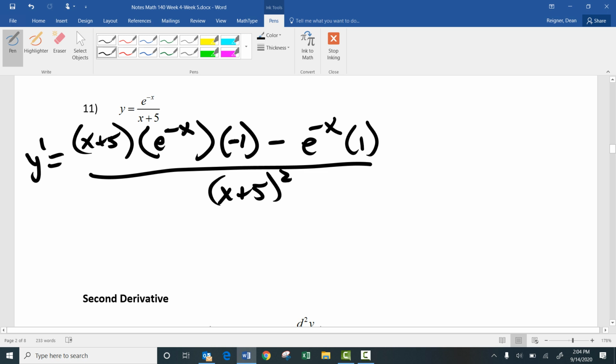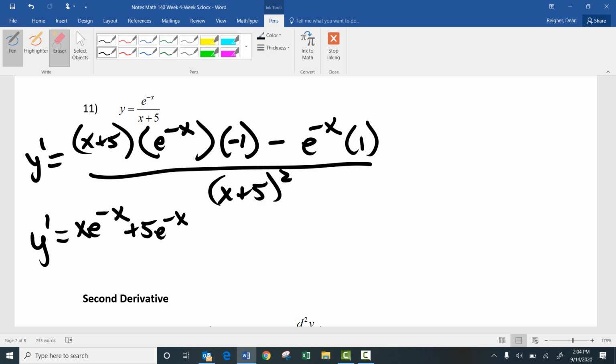Okay? So for this one, you might be able to do a little bit of simplifying. So this would be x e to the negative x plus 5 e to the negative x. And then this negative sign is going to actually make both of these things negative. Okay? So I got to go back here and change that.